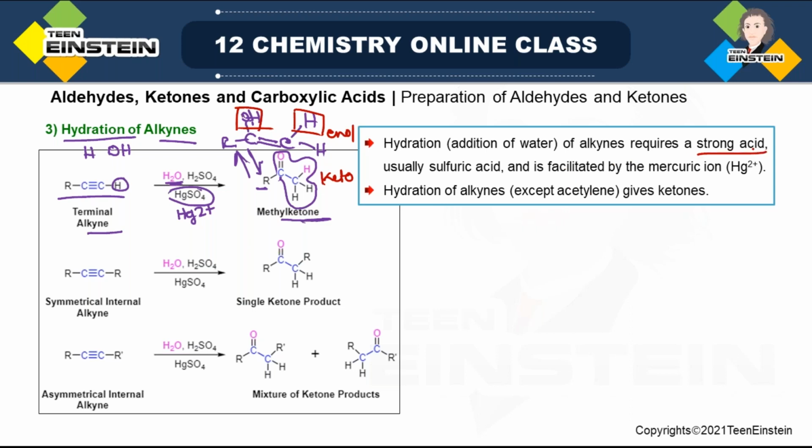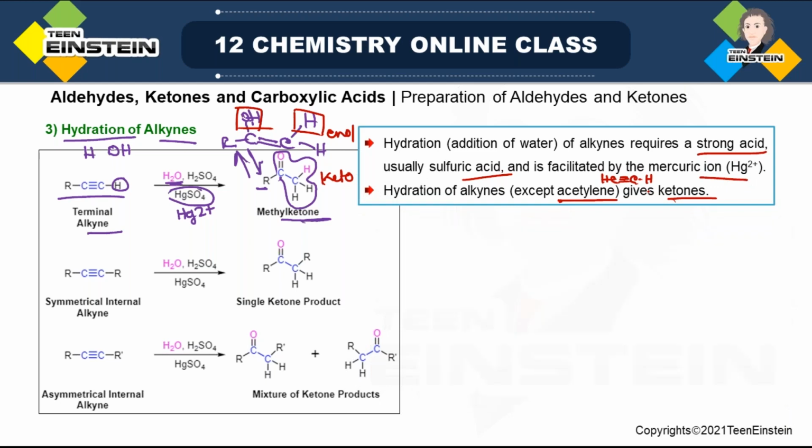Hydration of alkynes requires a strong acid, and for that purpose we usually take sulfuric acid, and also mercuric ion should be present. Hydration of alkynes gives ketones, but remember, except acetylene. When it is acetylene, it is actually HC≡CH, so in this case you cannot get a ketone. Except for this simplest possible alkyne, for all other alkynes you will get a ketone.